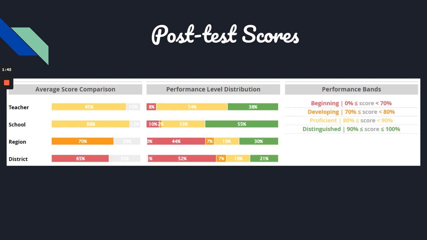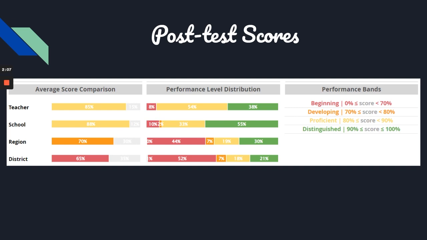Now looking at the post-test scores, our average did increase by 13%. We went from a 72% average to an 85% average. We scored significantly closer to the overall school average, just under 3% lower. We exceeded the region average by 15% and the district average by 20%.